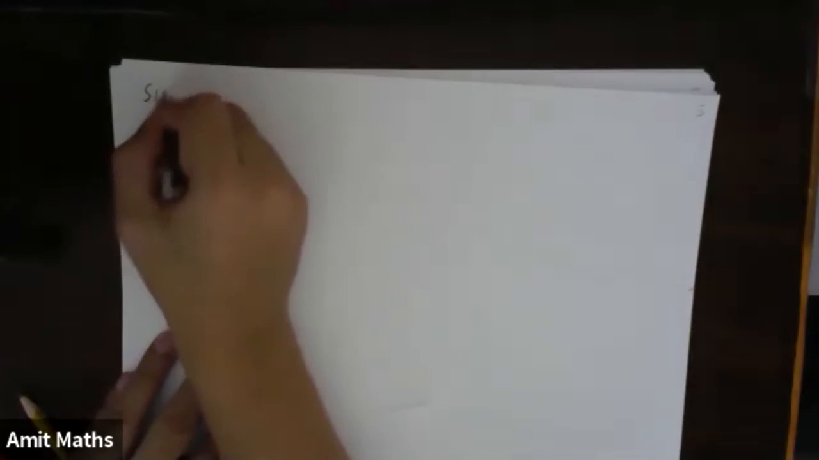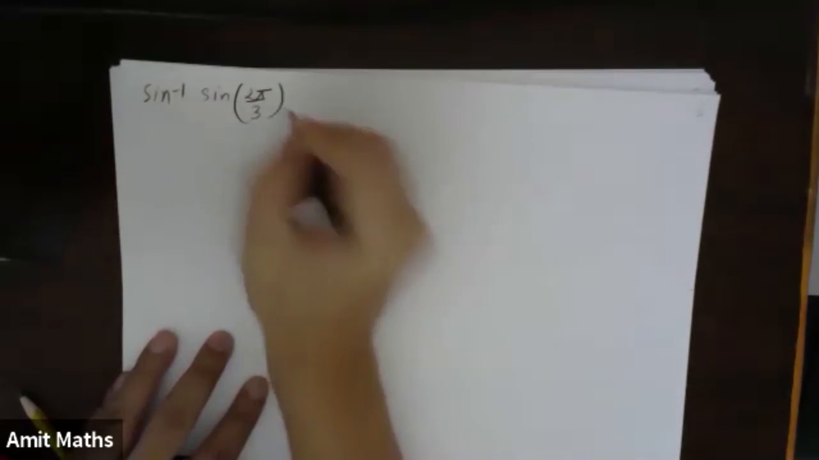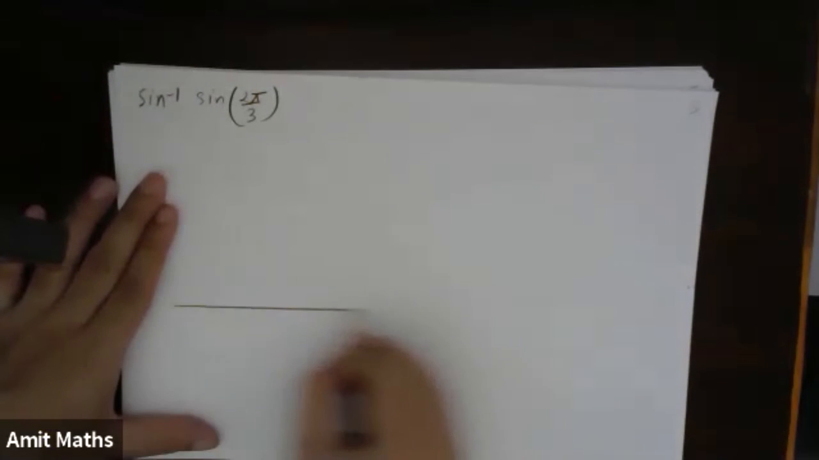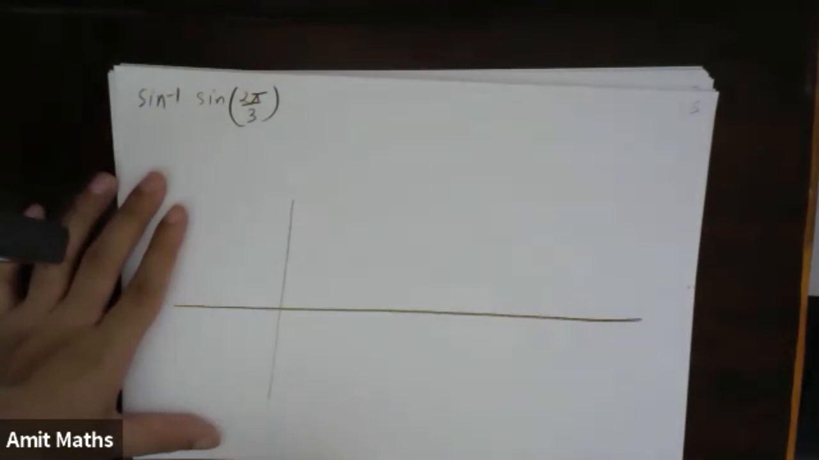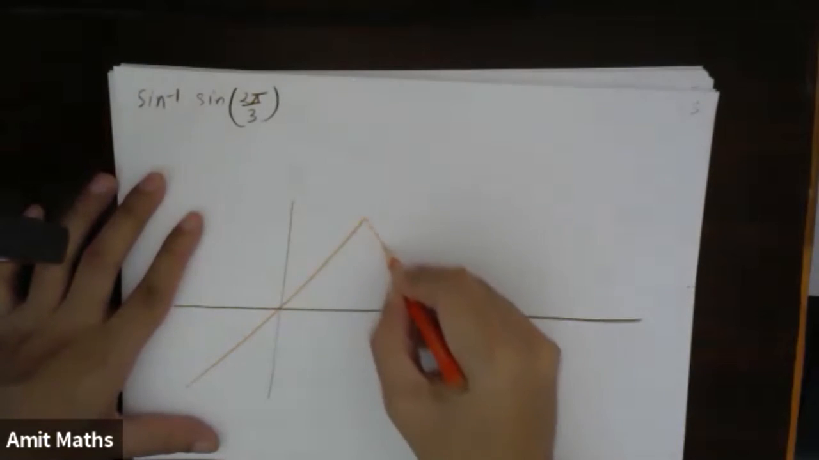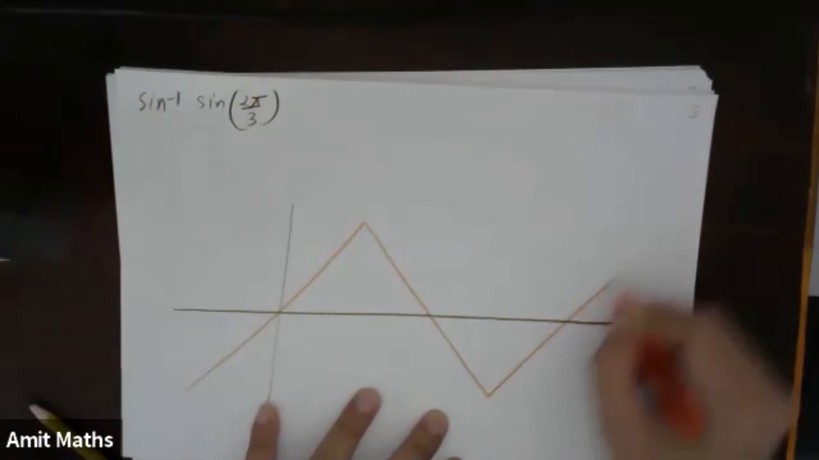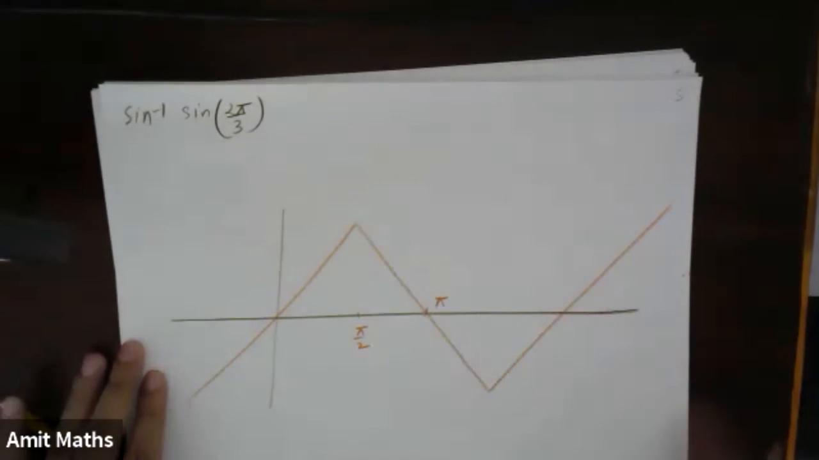Excellent. So let's move on to the first question. We will solve using graphs. It was sine inverse of sine of 2 pi by 3. Let's draw the sine curve first. From pi by 2, it was moving like this. So this was the curve. This point is pi by 2, this is pi, and so on.